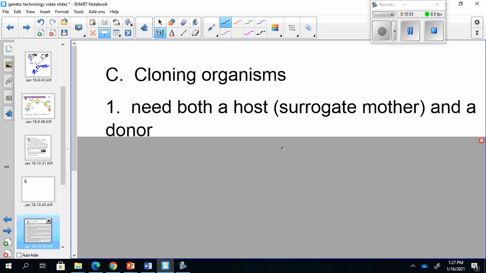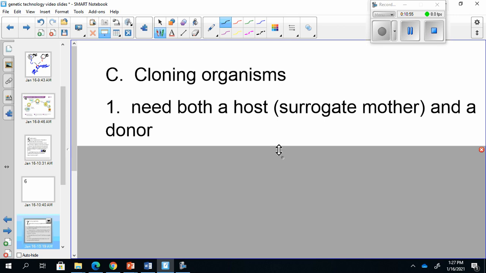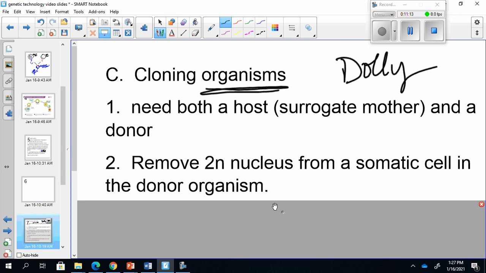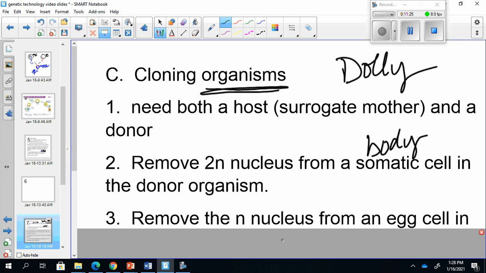So cloning is when you make a copy of something. You need to have a host, which is going to be the surrogate mother, and then you have to have a donor. So I'm specifically talking about cloning organisms right now, not just cloning genes like we were doing with the plasmids, but getting a whole new organism like Dolly. I'm sure you've heard about Dolly the sheep. So in order to do that, you have to remove the diploid nucleus from a somatic cell. So a somatic cell is a body cell. So just a normal diploid nucleus. Take it out of the donor organism.